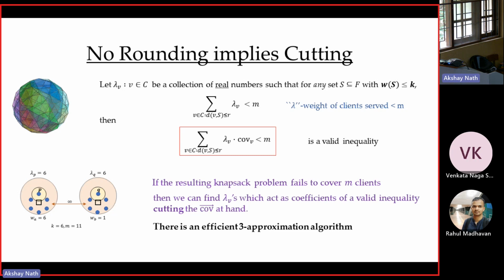Why is this inequality valid? Why is this violated inequality? Sorry, this has to be violated by the solution. Correct. So in this example, this was the 6 cup P plus 6 cup Q is at least 11, which was what we derived from the rounding algorithm. So that's the construction of the knapsack, and that is the inequality, the reverse of it.